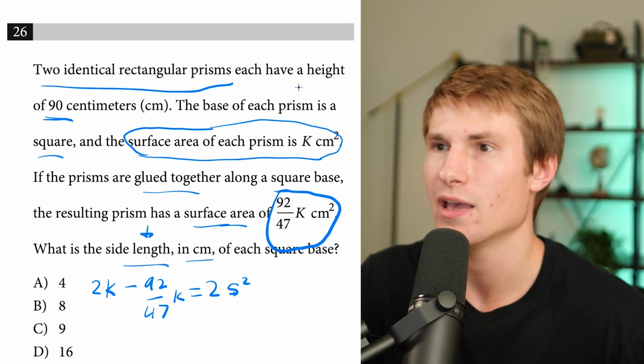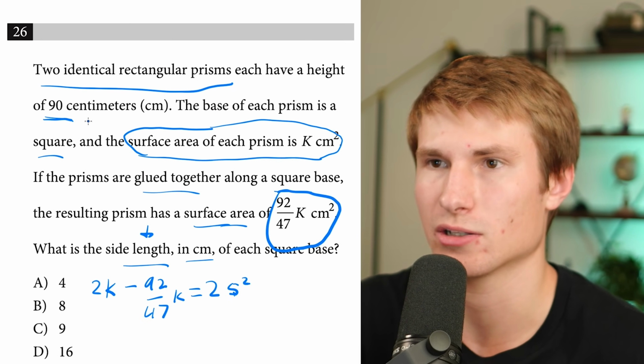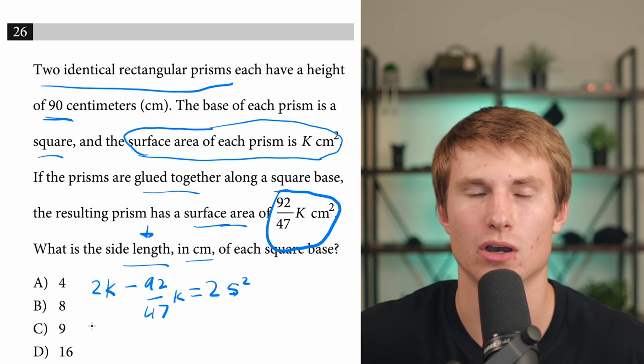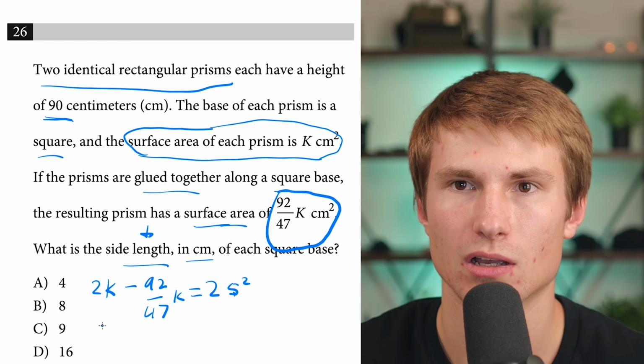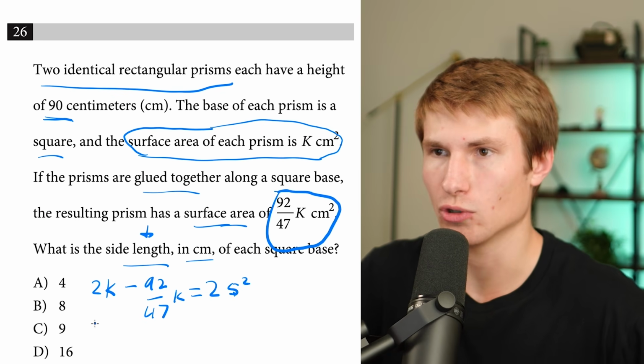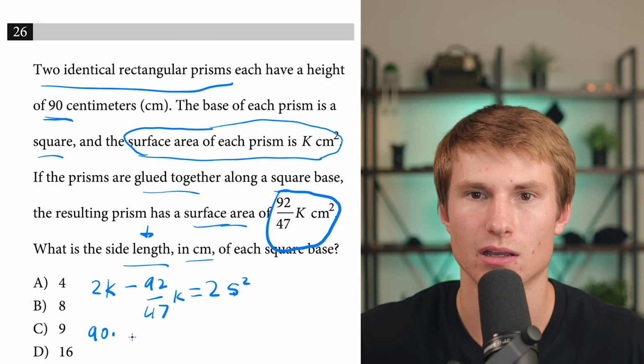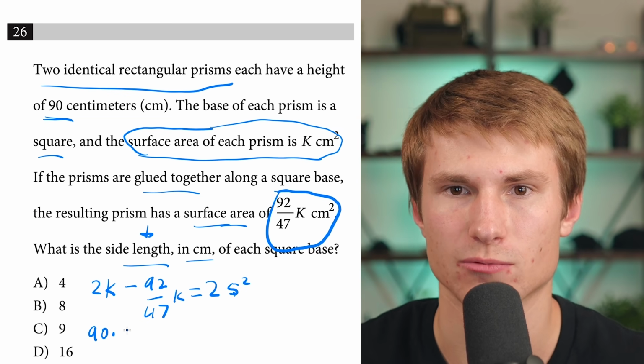So as far as what that other equation would be, let's go ahead and find what that is. We know that we have a height of 90 centimeters on the rectangular prisms, and the side length is going to be s. We'll represent that as s. So we then know that the surface area for the individual rectangular prism will be represented as 90, which is the height, times our side length, which we're going to represent as s.